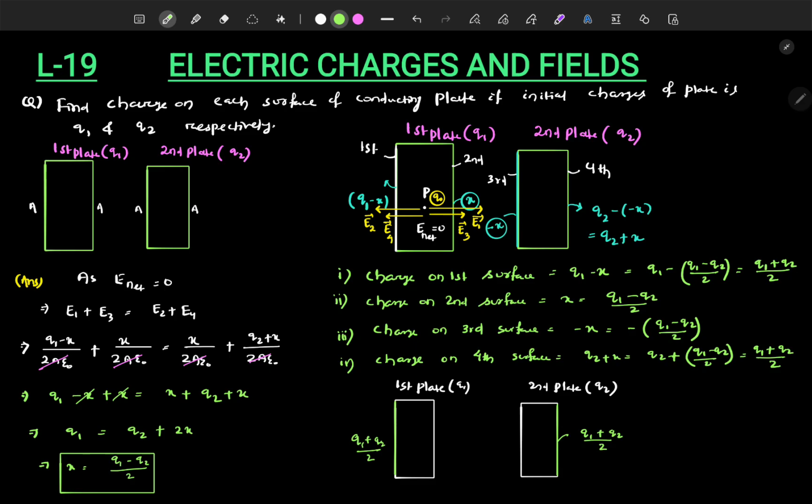On the third surface the charge value is negative of x, that means minus of (q1 minus q2) divided by 2, and on the second surface it is (q1 minus q2) divided by 2. This is the trick. In this way we have to find the charge on each surface of the plate. Let's solve one question so that you can easily calculate the distribution of charge.